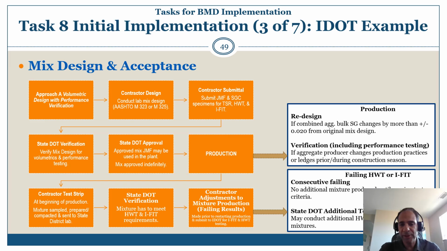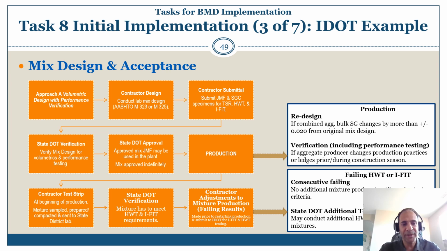Then production can start. Then at any time, if the combined aggregate bulk specific gravity changed by more than 0.02 from the original mix design, then the contractor has to go back and redesign the asphalt mixtures. Now, during the production, the first thing that the contractor has to go through is what they call a test strip, like a batch trial, if you want.